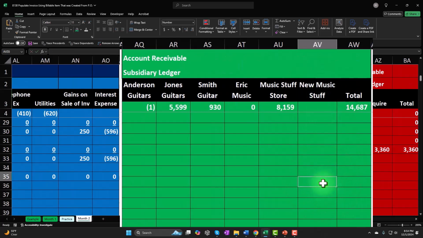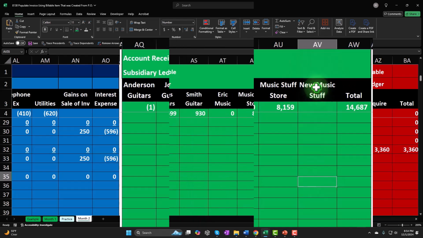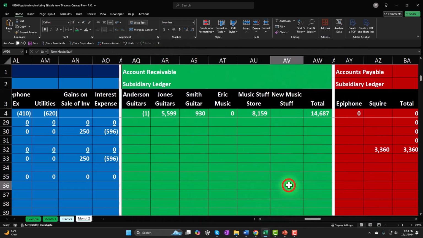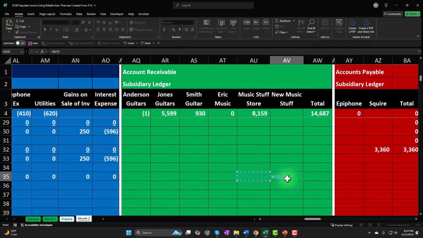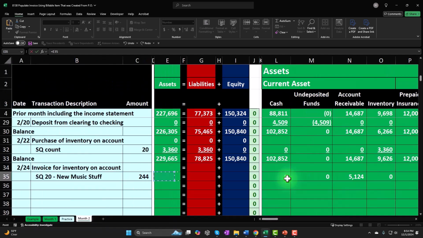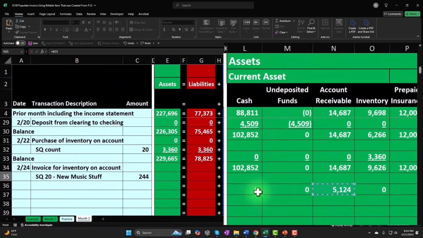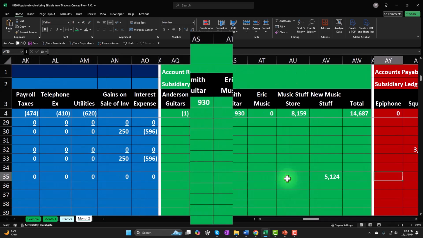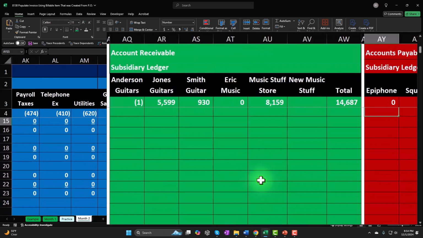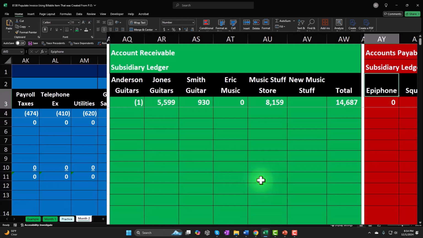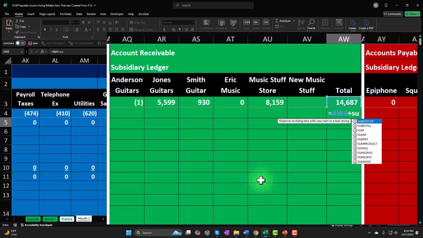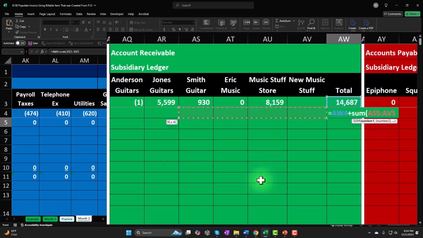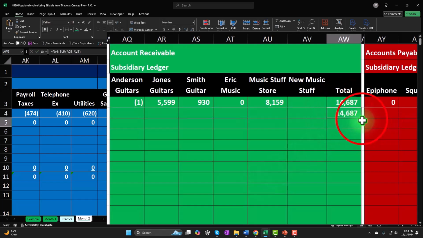All right, so the invoice is going up. Is that centered? Yeah, I guess it is. This is going to be equal to what increased the accounts receivable, the 5,124. All right. And so let's copy down our totals, but I need to make sure that I'm adding that last bit in there. We don't have anything here yet. So it's going to be equal to the one above it plus the sum of these. That's going to be my running balance. And I'm just going to run it down.